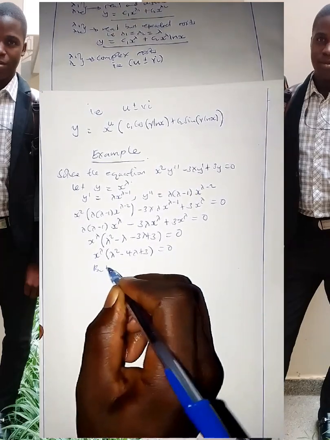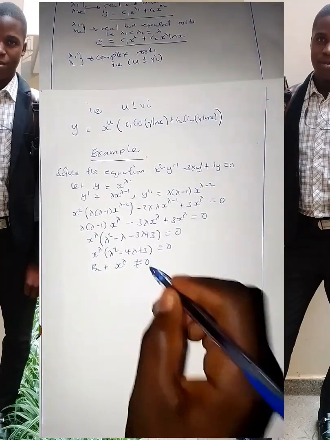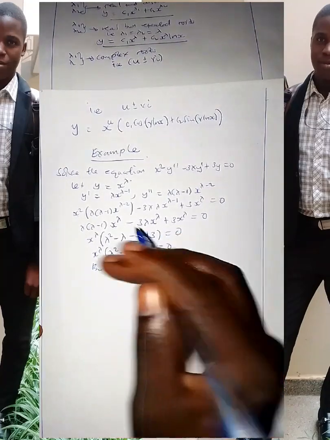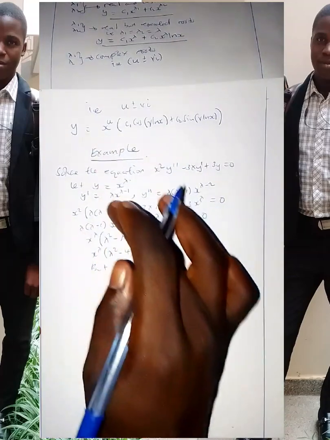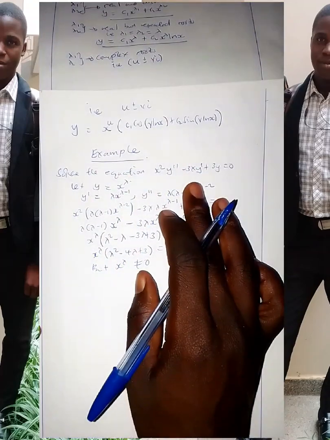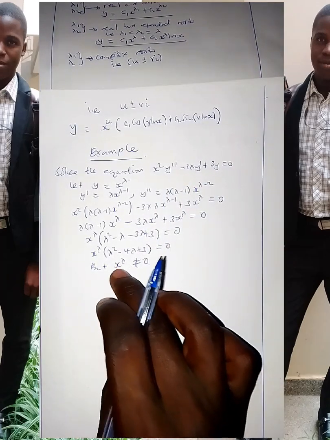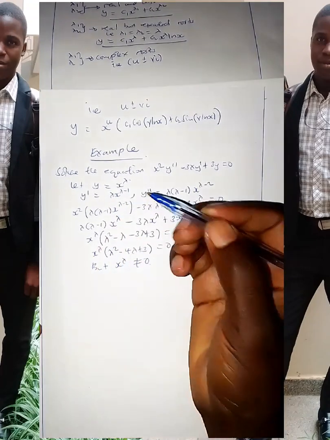But we know one thing, that x to the lambda will never be equal to 0. Why? This is our y. If y is equal to 0, it means that we shall no longer have that equation there. The whole of it will vanish. So this factor must not equal 0, because it is our y in that case.